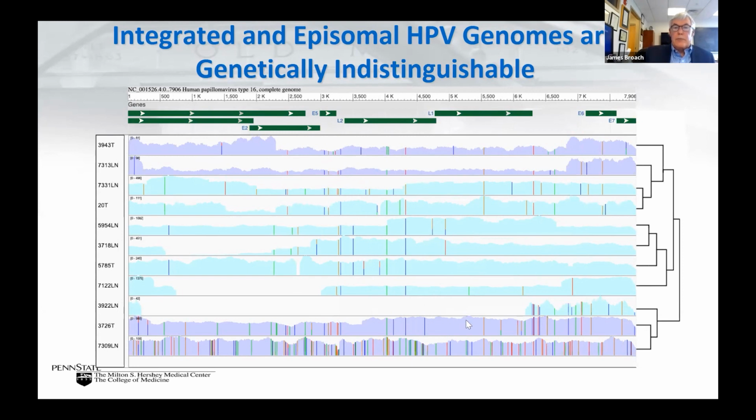The second thing to take home from this is that there's no real structural variation or polymorphisms, as we can see by the relatedness profiles, between those viral genomes that integrate, which is these two here, this one here, versus those that remain episomal.